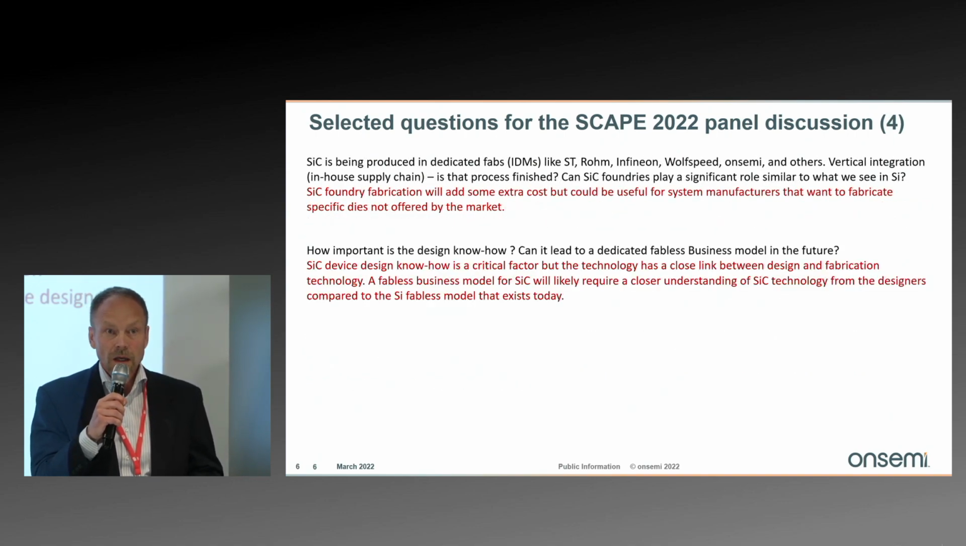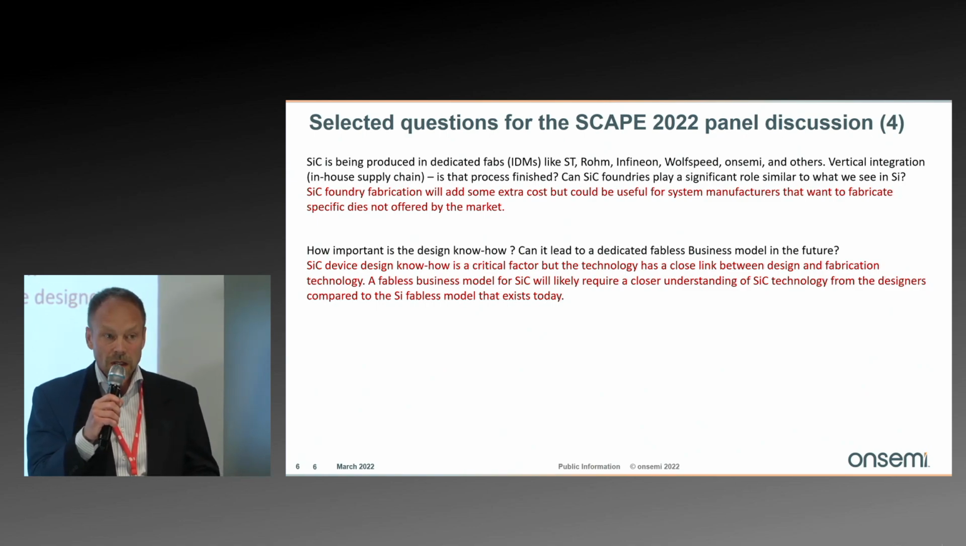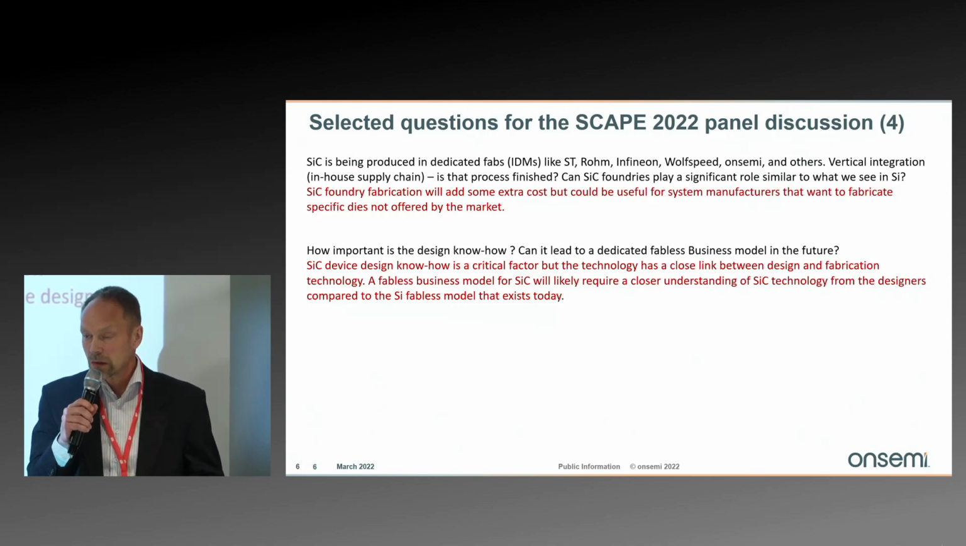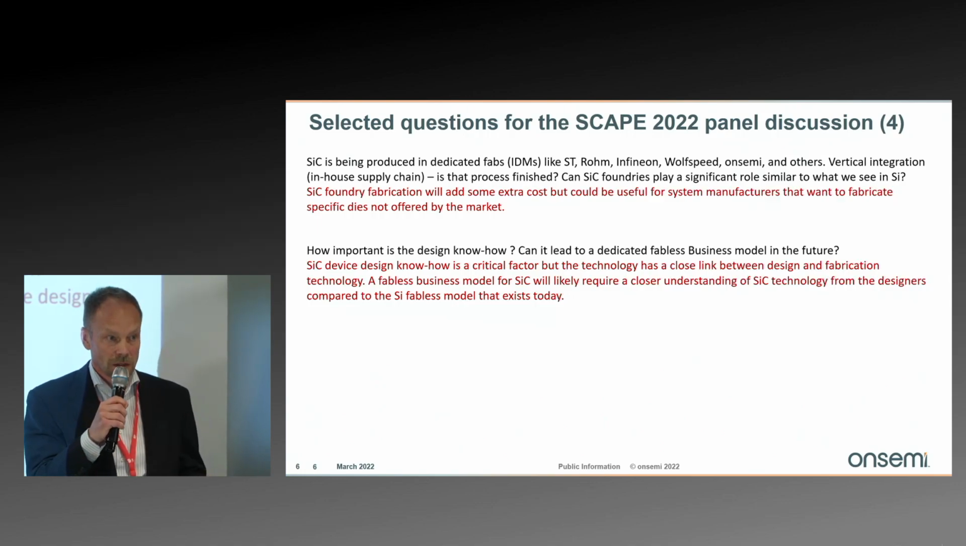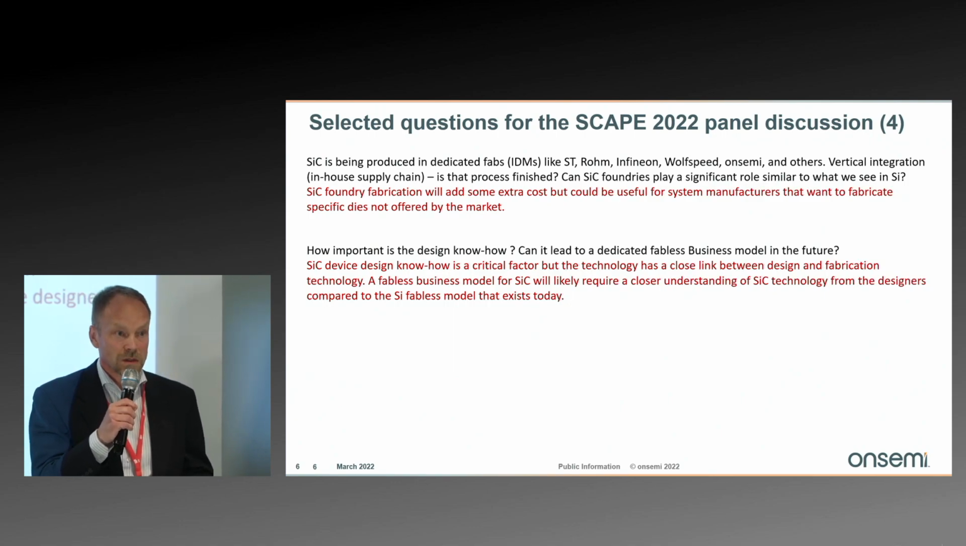And then about dedicated fabs like IDMs, we believe that silicon carbide foundry fabrication will always add some extra cost because there's one more partner company involved. But it may make a lot of sense for system manufacturers if they can do design.